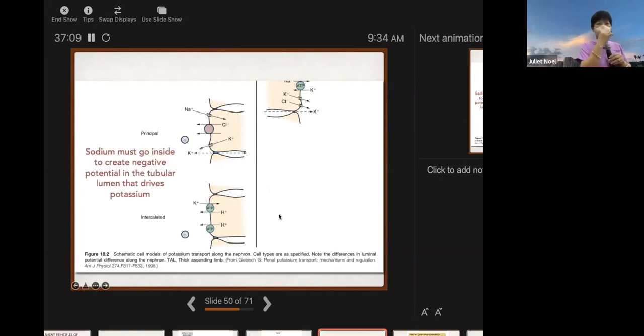In the entire kidneys, if there's a cation that goes out of the cell, there's a cation that will go in. So that's why there's an exchange all the time, to maintain the electrical gradient of the cells. So sodium must go inside to create a negative potential in the tubular lumen and drive potassium.